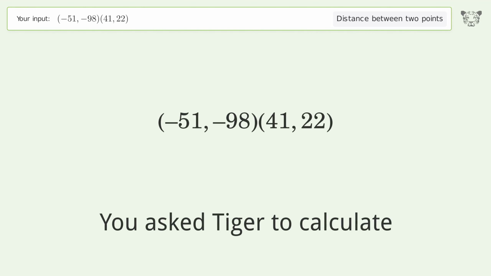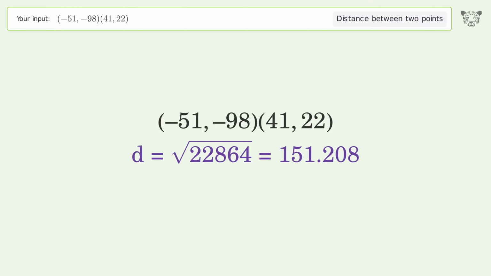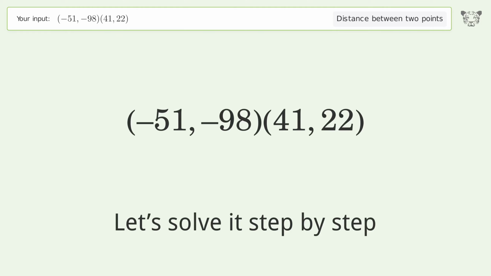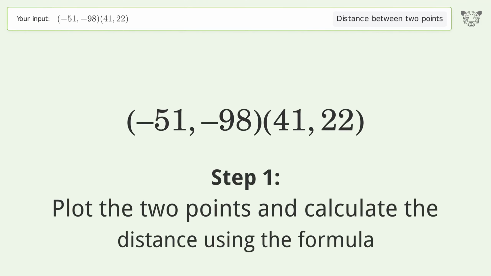You ask Tiger to calculate. This deals with the distance between 2 points. The distance between the 2 points is the square root of 22,864, or 151.208. Let's solve it step by step. Plot the 2 points and calculate the distance using the formula.